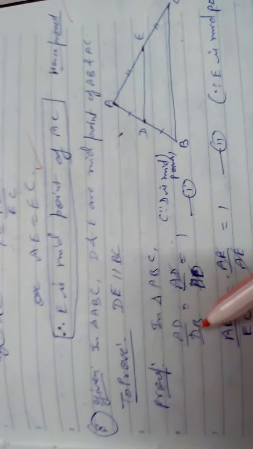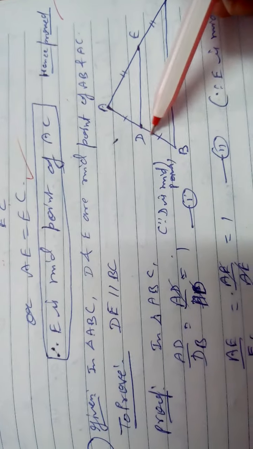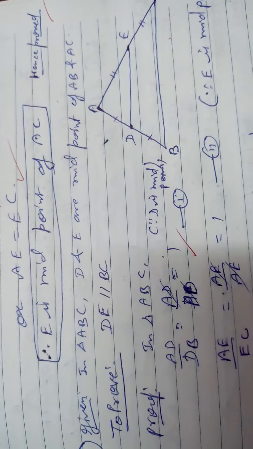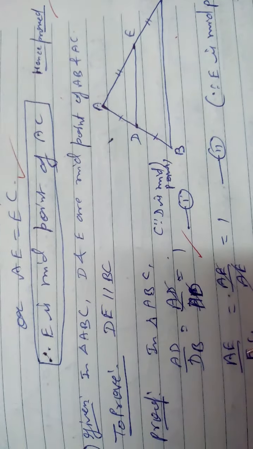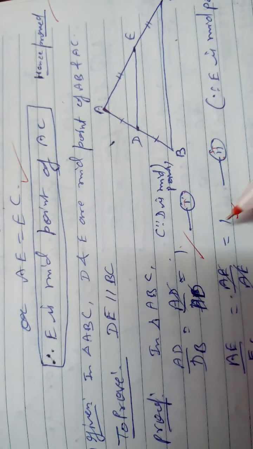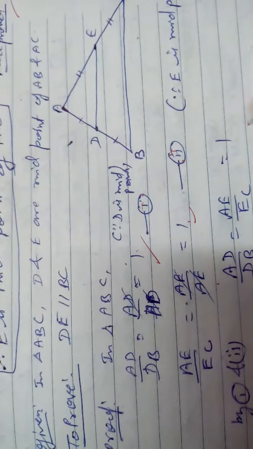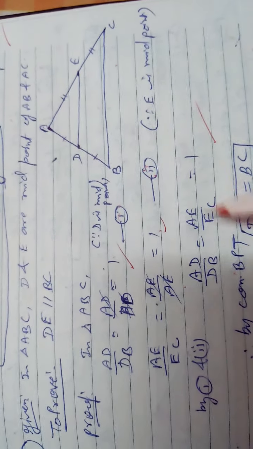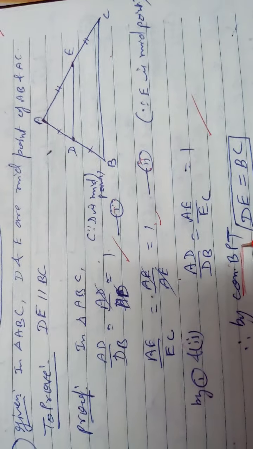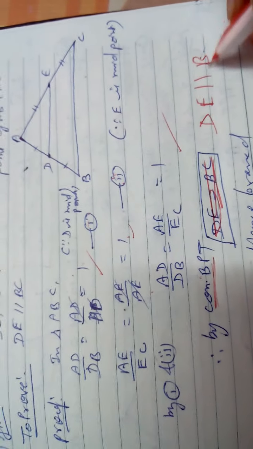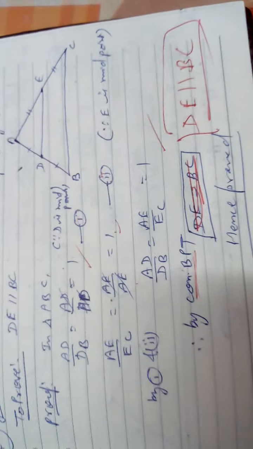First of all, you see. In this triangle, what about AD by DB? Because both are equal, you are getting 1. What about AE and EC? AE upon EC, AE upon AE, it is equal to 1. By comparing these two, 1 equal to 1, so AD by DB is also equal to AE by EC. If both the ratios are equal, then by converse of BPT, DE will be parallel to BC. Hence proved.